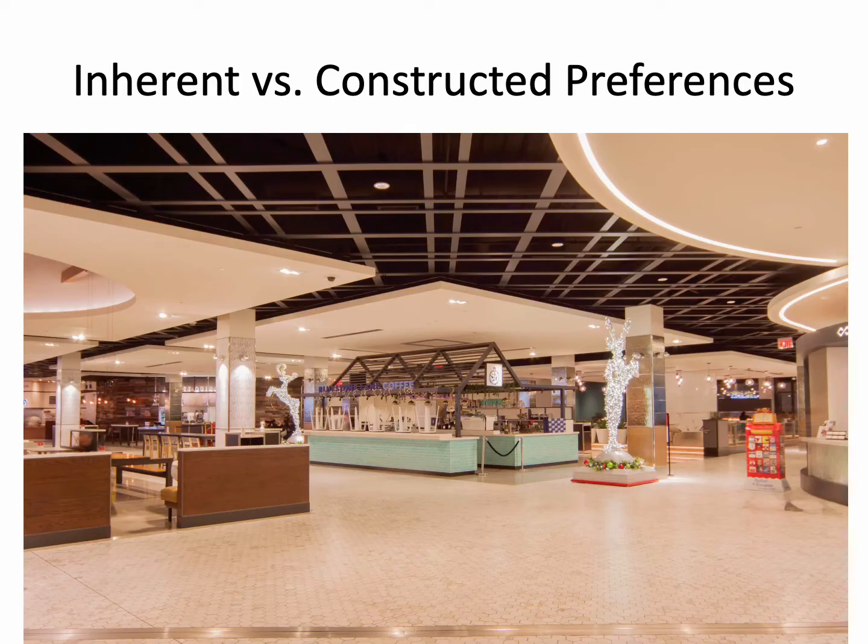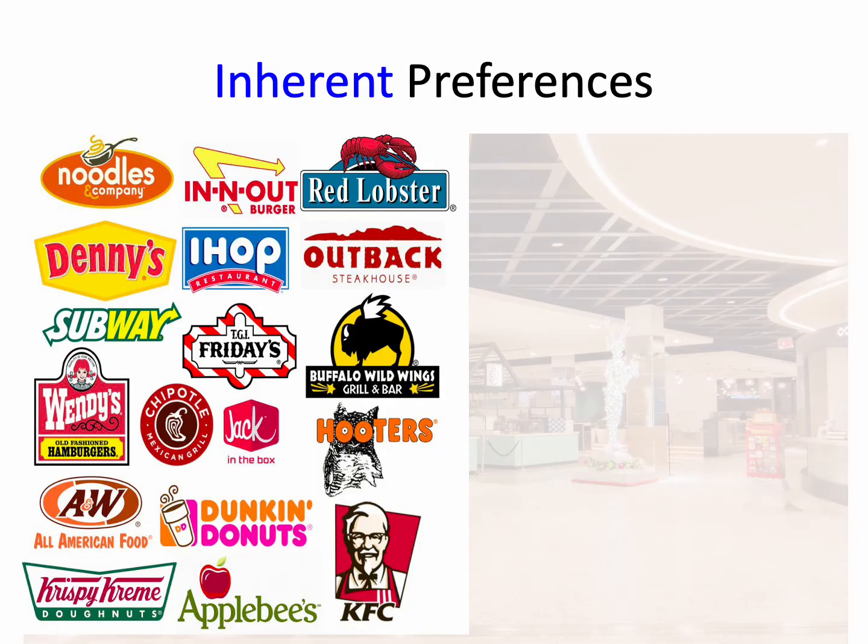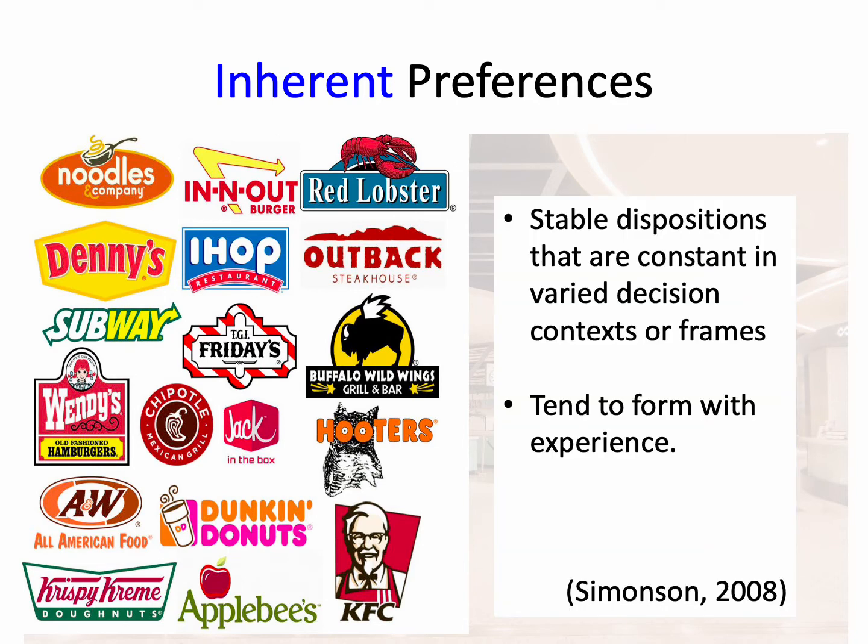The decisions we make throughout our daily lives rely on different types of preferences. For instance, imagine that you are selecting the restaurants in a food court. When you encounter choices that you have substantial dining experience with, your restaurant choice may mainly rely on inherent preferences, which are regarded as stable dispositions that are robust to decision contexts and tend to form with experience.